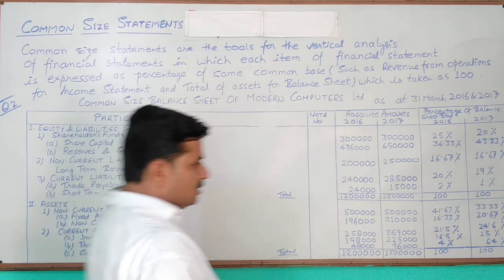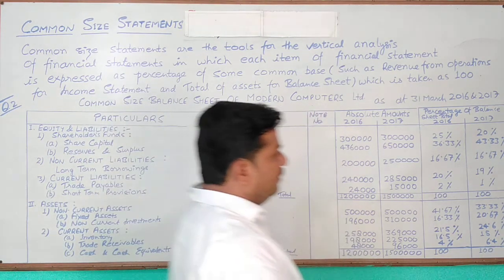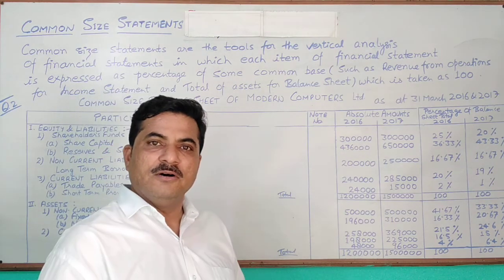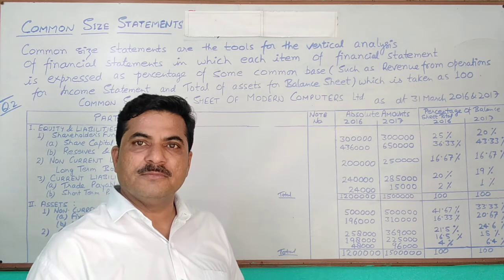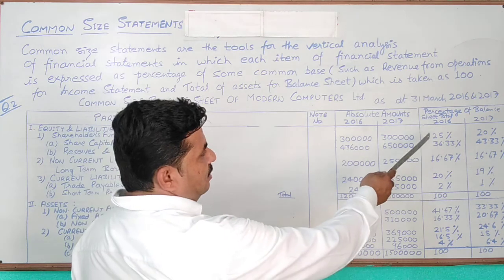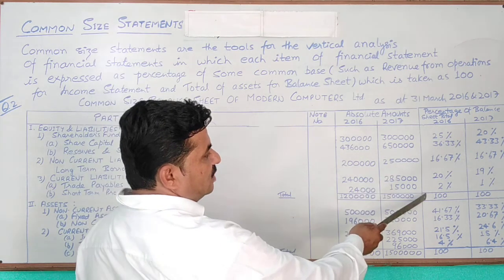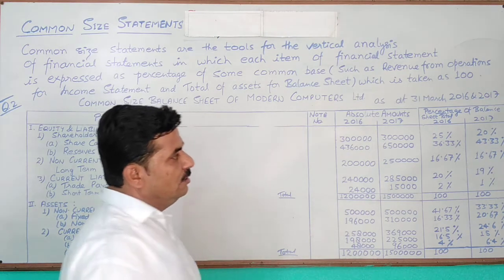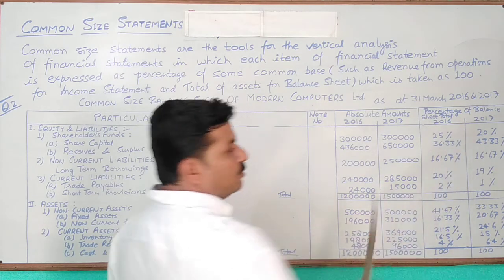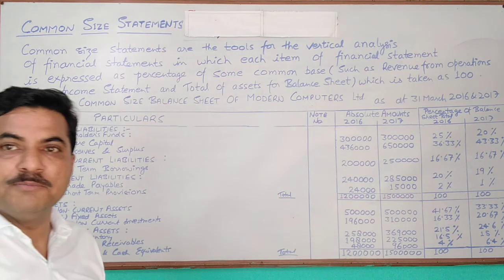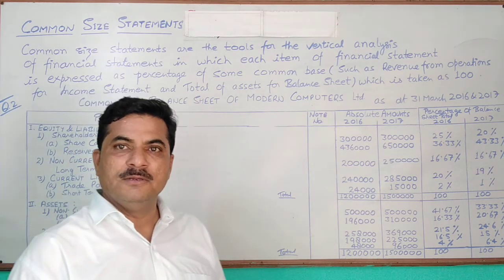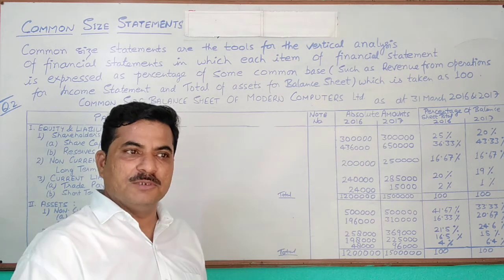We get 6.4%. So we can say that every item is being compared with the total of the balance sheet of the particular year. We can say that these items are presented as the percentage of the total of the balance sheet for the particular year. And we can say that share capital has decreased by 5% as compared to the last year's percentage of the share capital as compared to the balance sheet total. So this is a simple way of presentation of a common size balance sheet.